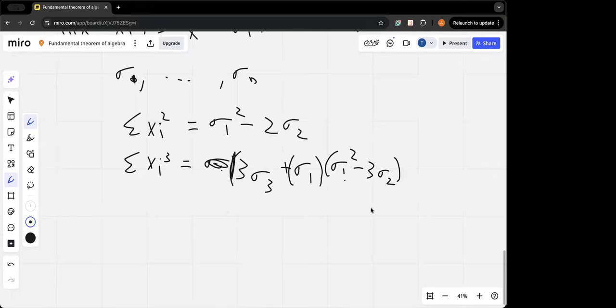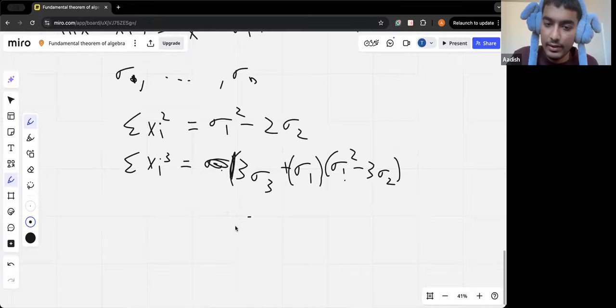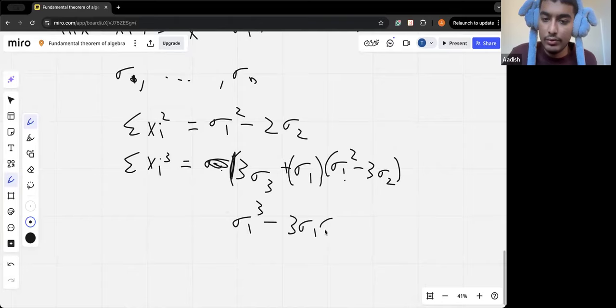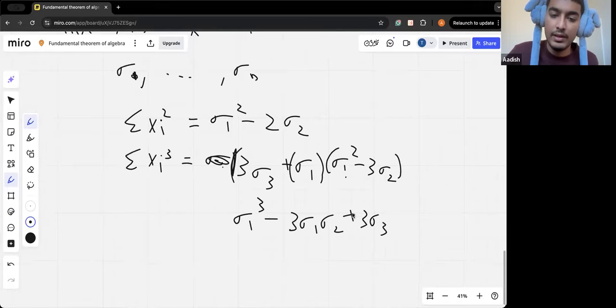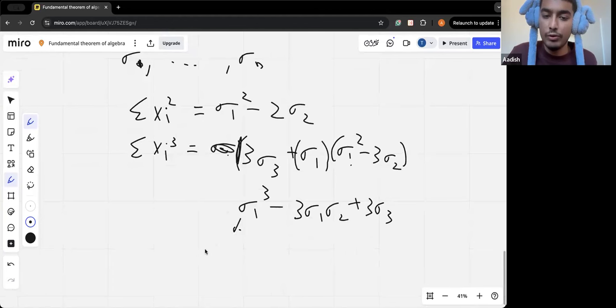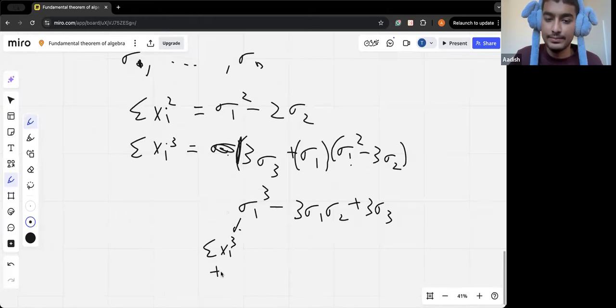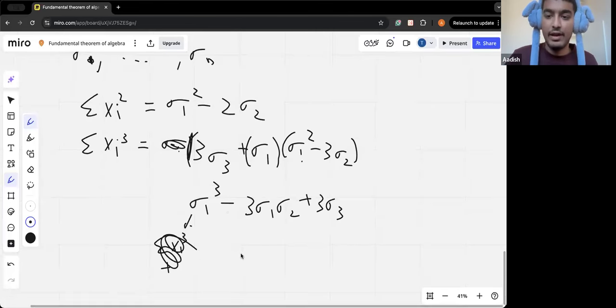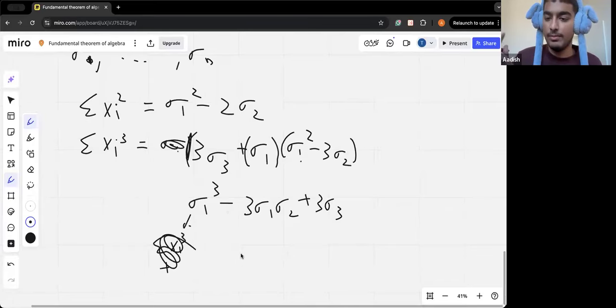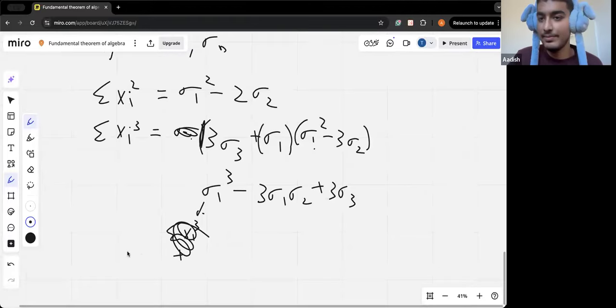Why are you writing it like this, guys? Minus 3 rho 1 rho 2 plus 3 rho 3. Does this make sense? So this is the summation of xi cubed. Verify this. And if it's wrong, blame him. I believe you.